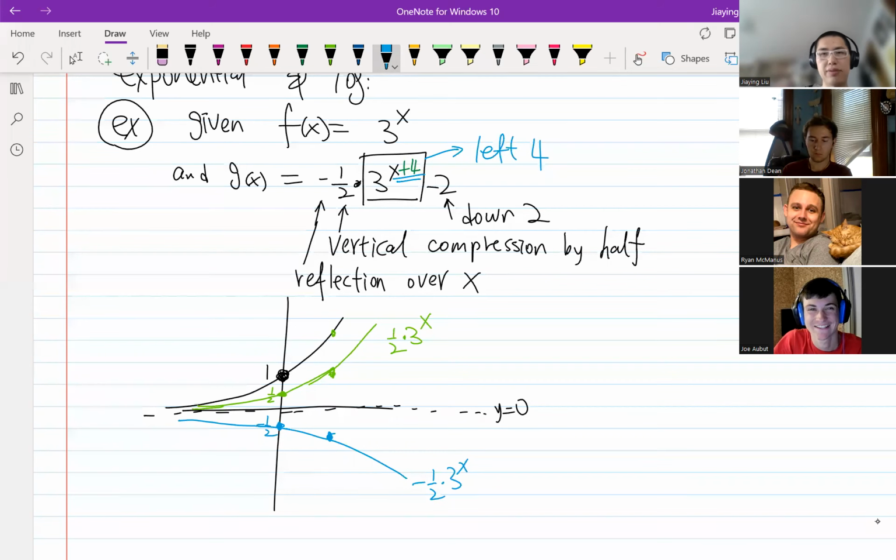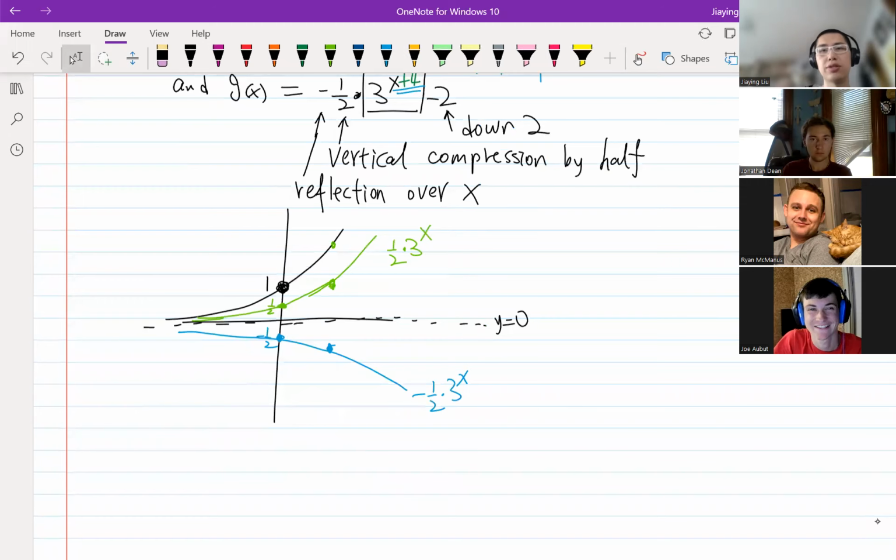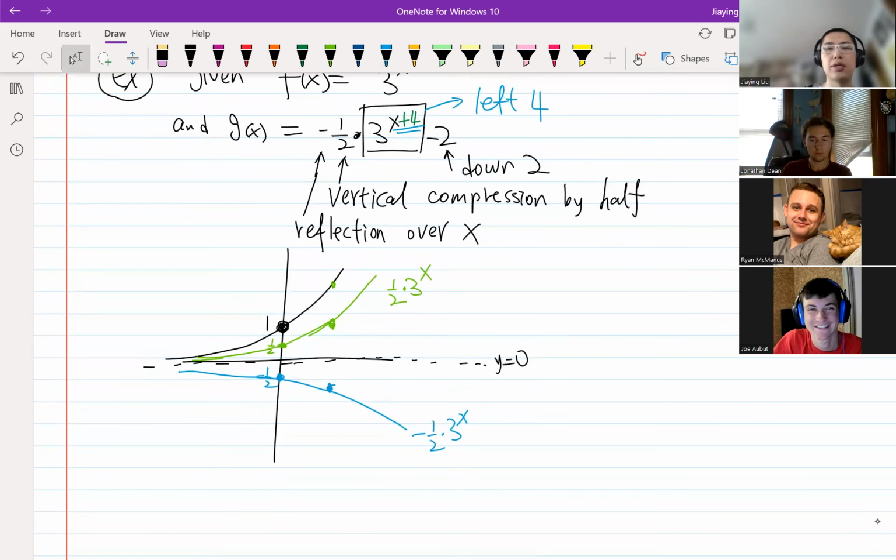And then we can move it down 2. When we do that, everything will be shifted down 2 units, including the horizontal asymptote. The horizontal asymptote was at y equals 0, but if we move it down 2, so let's see, this is negative 2, this is negative 1, the horizontal asymptote will now end up at y equals negative 2.